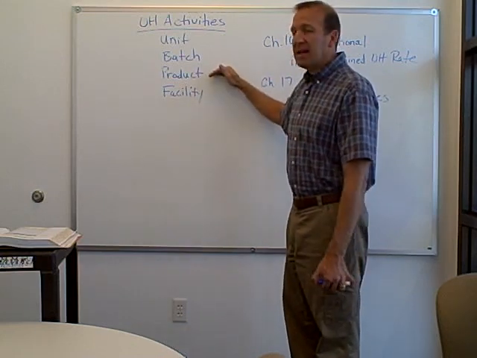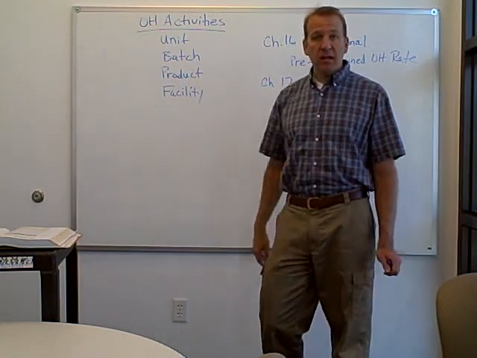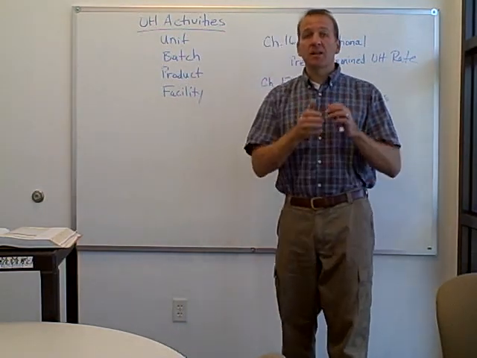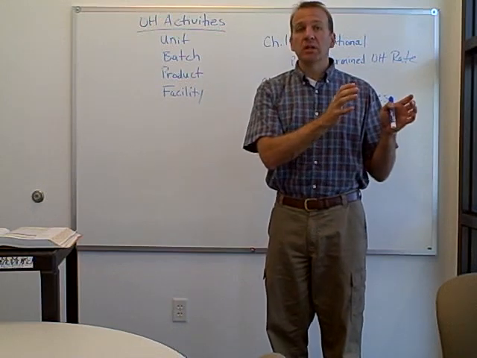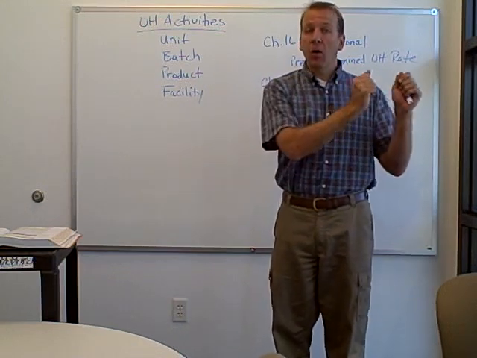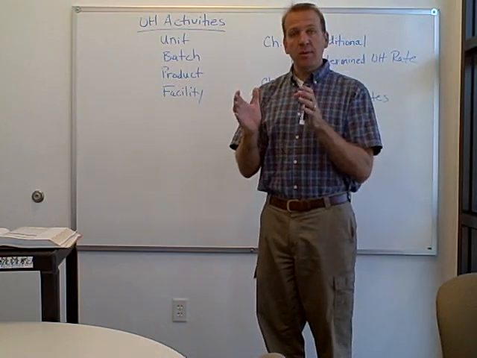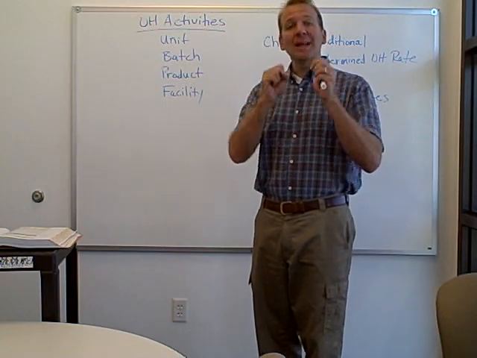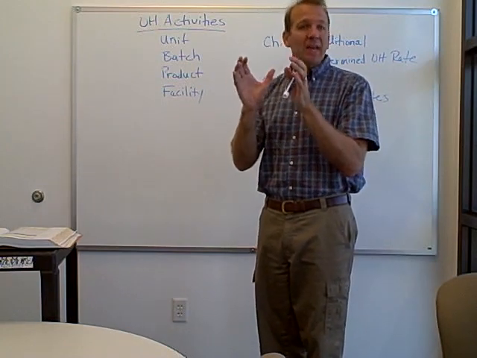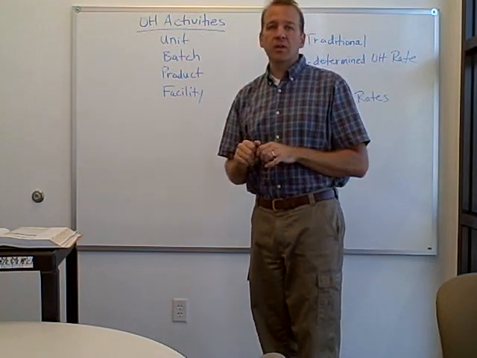Then you have product level activities. So maybe some of the overhead costs are best allocated to different product lines. You know, maybe these are for the chairs only. So we're going to take those overhead costs and only allocate them to the chairs. Remember, we might also make tables. Maybe some of the overhead costs are better allocated to tables. So when we take those overhead costs, we wouldn't give any of those overhead costs to the chairs because they're strictly associated with the tables.